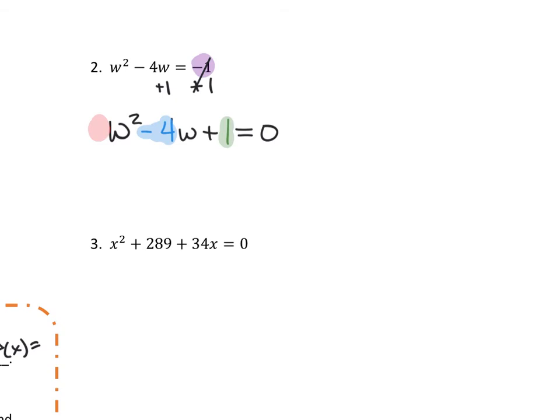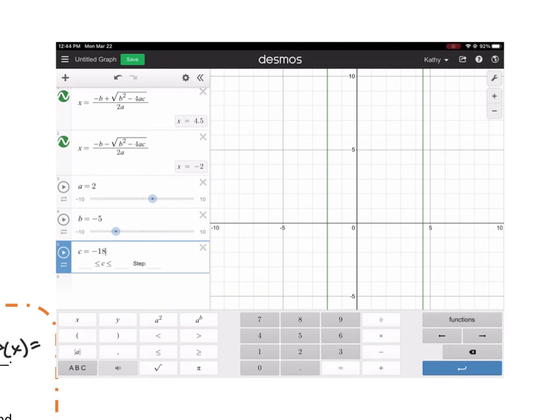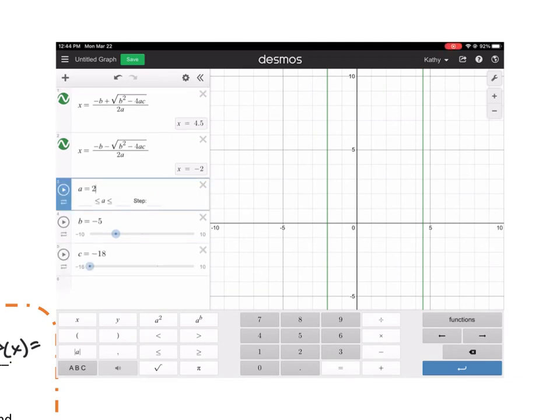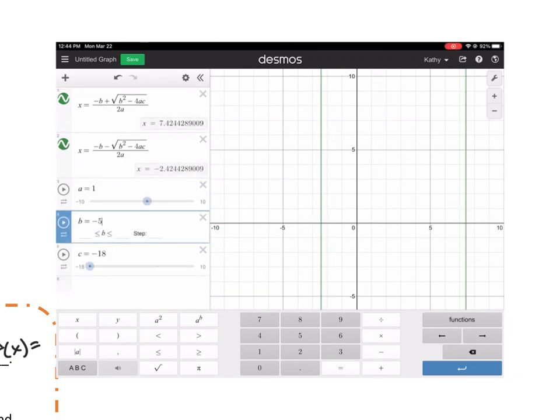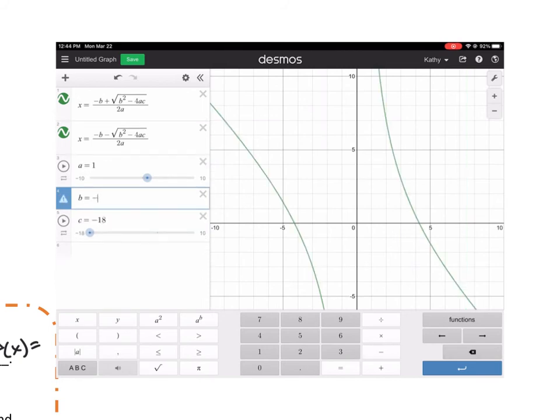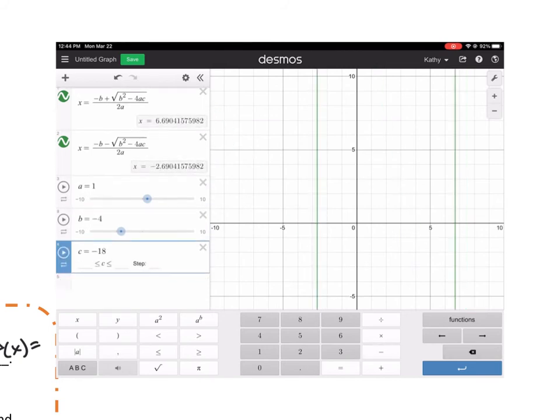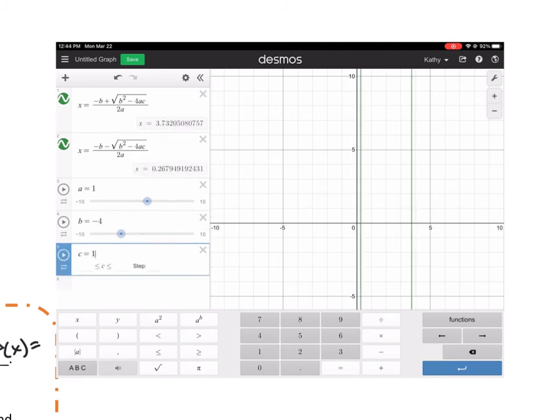So without having to factor, without having to graph, without having to do any of the other methods that we learned to solve quadratics, we can grab a Desmos and type in these values for A, B, and C, and let Desmos do the calculating for me. We type in 1, -4, and 1.